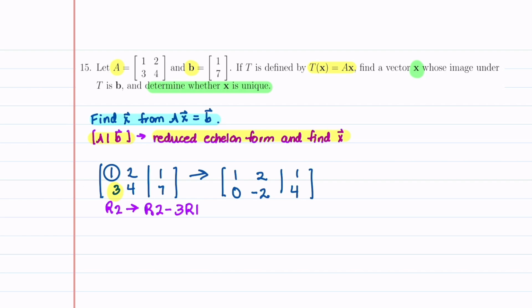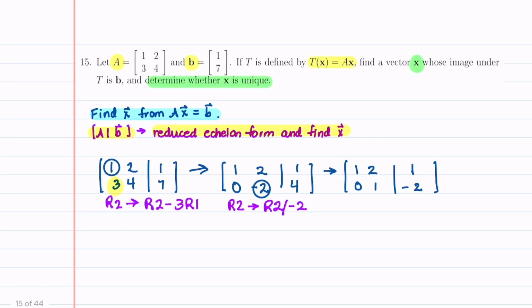Now let's go ahead and we'll circle our next pivot. We need this pivot to be a 1, so we're going to take row 2 and replace it with row 2 divided by minus 2. We're just going to scale row 2. So our bottom row becomes 0, 1, minus 2, and then our top row stays the same.